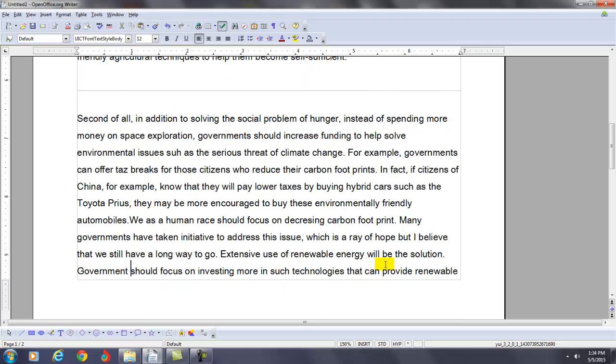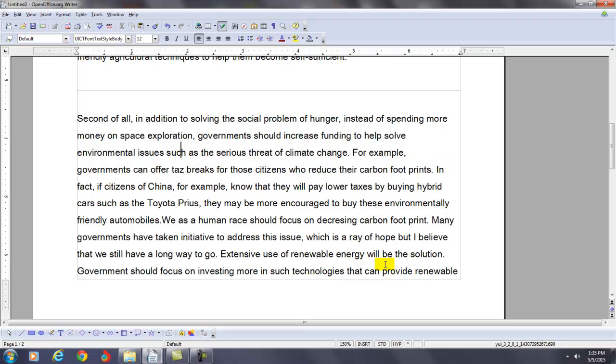Okay, I think this helps develop the idea. So we say, second of all, in addition to solving the social problem of hunger, instead of spending more money on space exploration, government should increase funding to help solve environmental issues such as the serious threat of climate change. For example, governments can offer tax breaks for those citizens who reduce their carbon footprints.